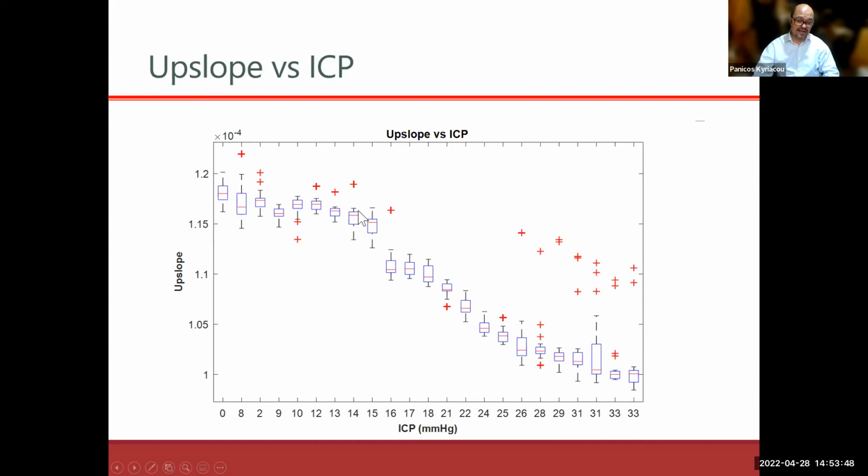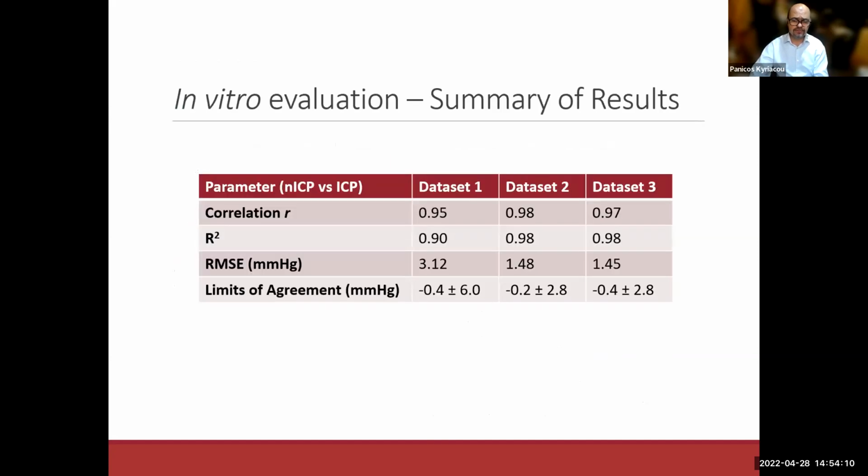Within the normal ICP pressures, we have relatively good values, and then we have this drastic drop of upslope measurements once the pressure goes above 50 millimeters of mercury. So that indicates that some of the features of the PPG are impacted by changes in intracranial pressure, which gave us the way and the confidence to build the model based on some of those features.